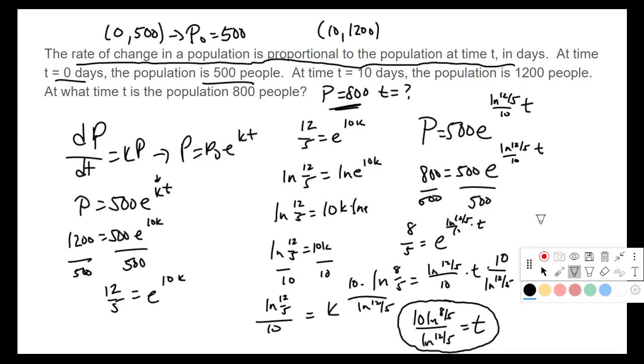An example of something you saw in Algebra 2 and pre-calculus, didn't really know where it came from, but now you do.